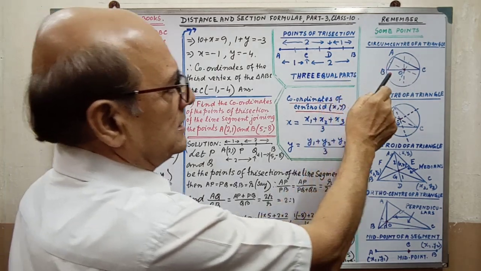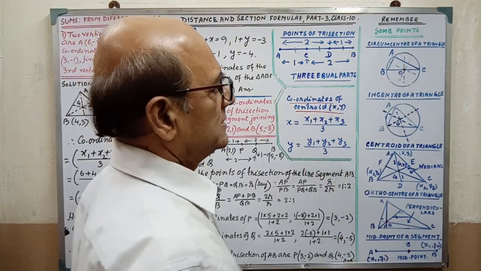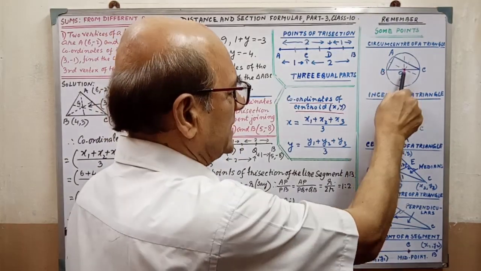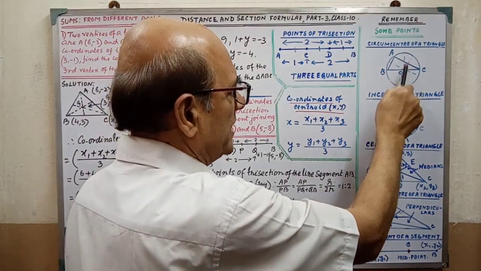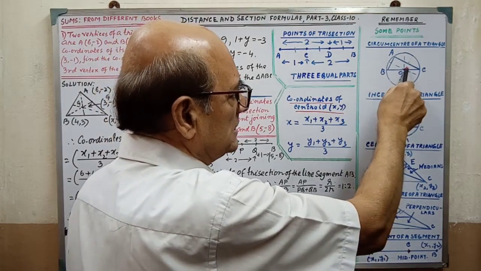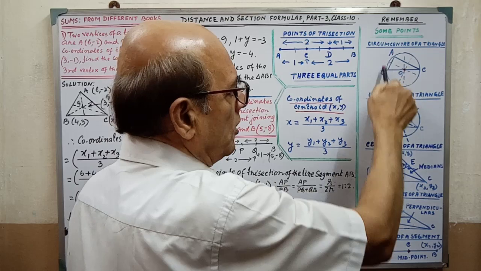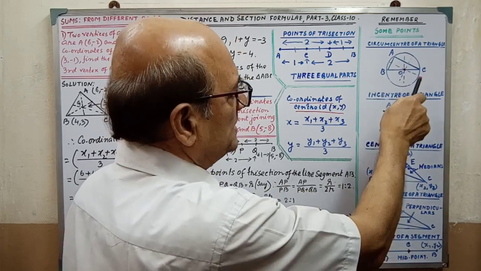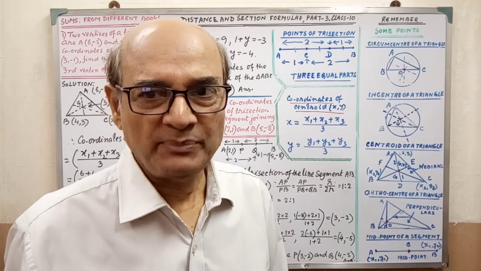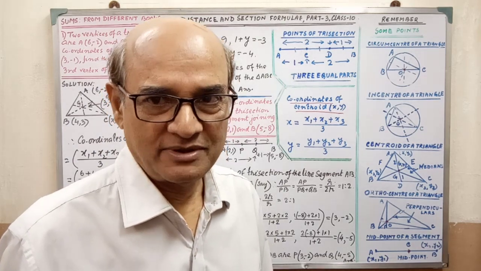That is circumcenter. In case of circumcenter, you have to bisect the sides of the triangle, and the bisector points will be the center of the circle in case of circumcenter. This point you have to remember for construction.